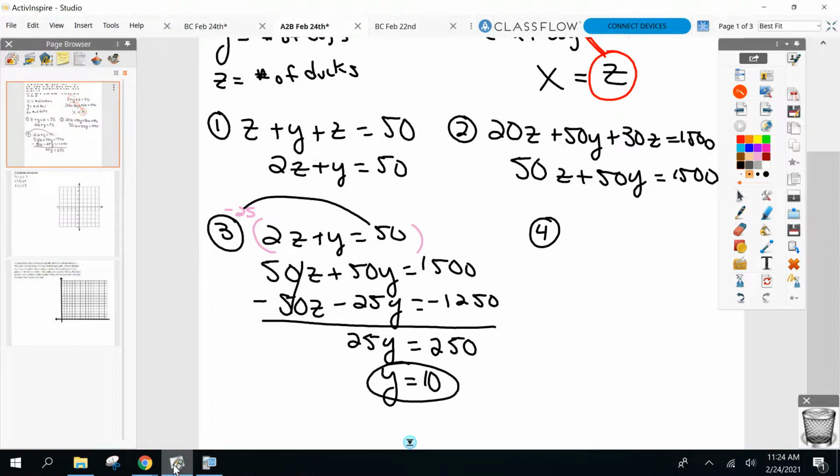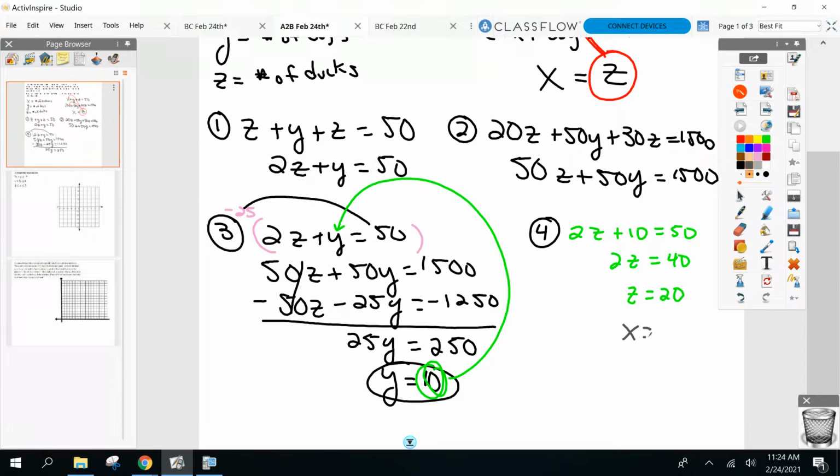Let me show you basically what Sophia's doing here. She's taking the 10 and plugging it back in here for y. So 2z, and I'll get to the x in a second, 2z plus 10 equals 50. 2z equals 40. So z equals 20. And then Sophia's saying, well, z and x are equal to each other, so x has to be 20 as well. Yep, good job, Sophia. Good work. Thinking outside the box there. 20 ducks, 20 chickens, 10 dogs.